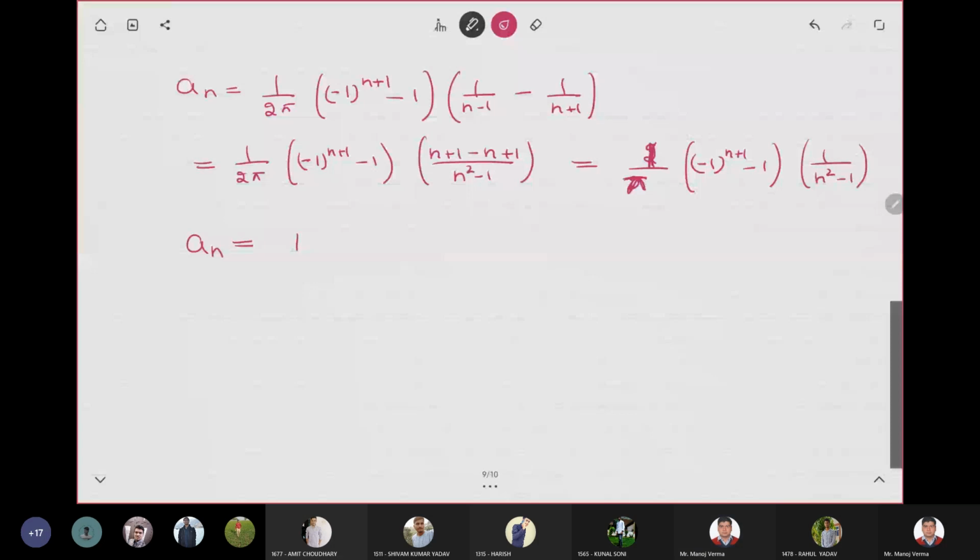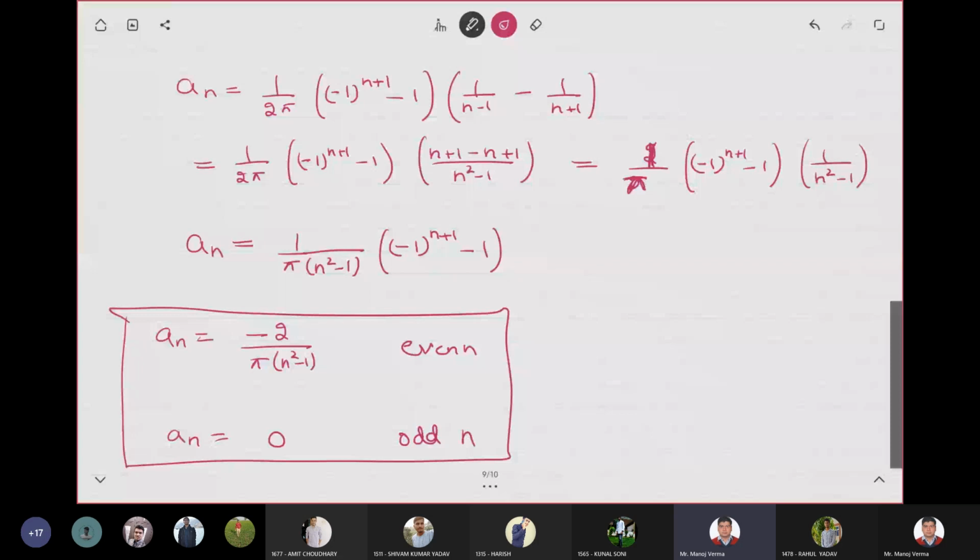Okay. Similarly, I can also find the value for bn. Hello, sir. I think इसमें नेगेटिव नहीं आना चाहिए. एक ना मैं चेक करता हूँ.